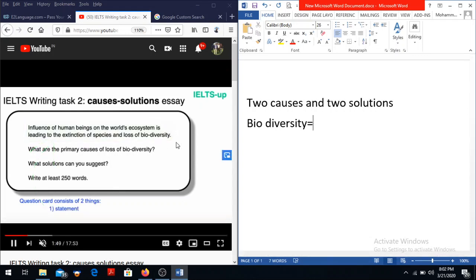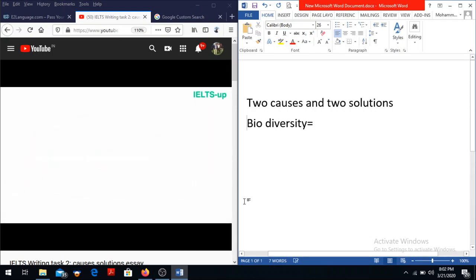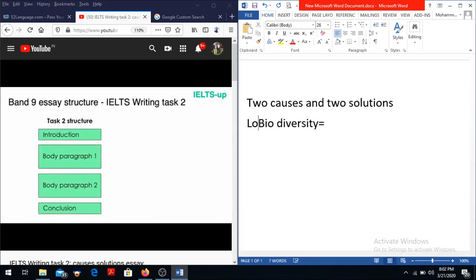So before that, let's see the problem. What is the problem? The problem is the influence of humans. So this is the problem. So here you can see the problem, and then after seeing the problem, the primary causes of loss of biodiversity, and then suggest solutions. So at first we have to know what loss of biodiversity is.